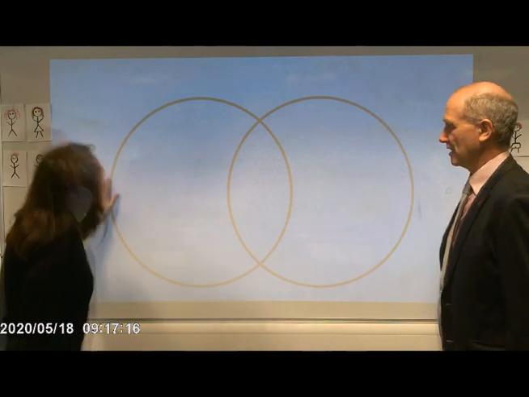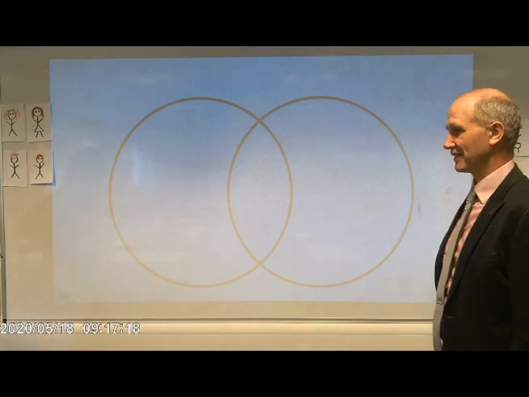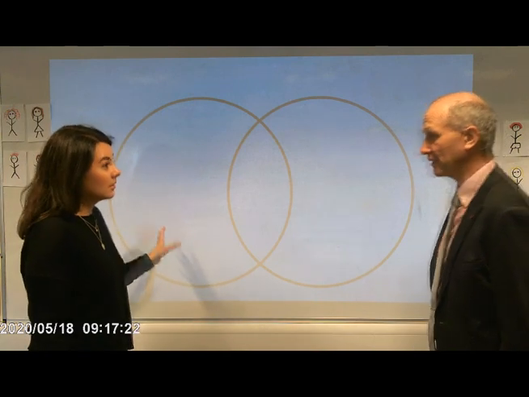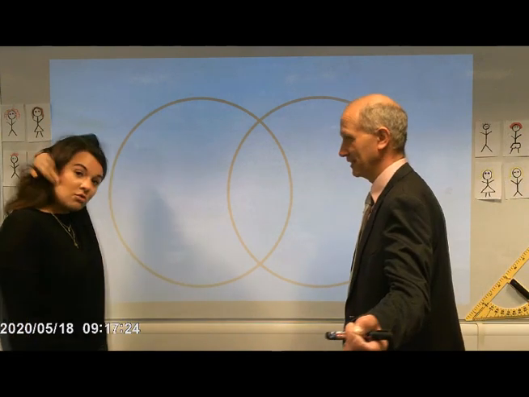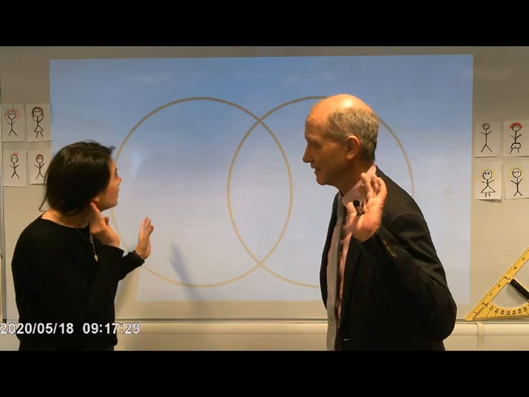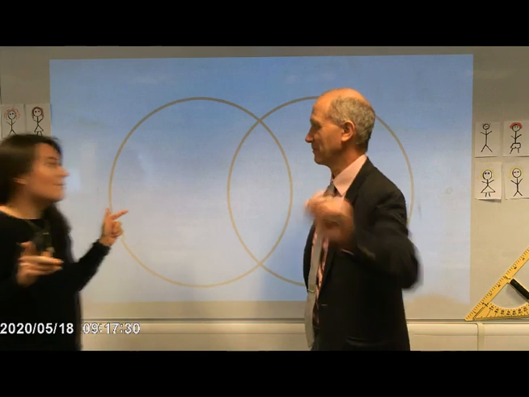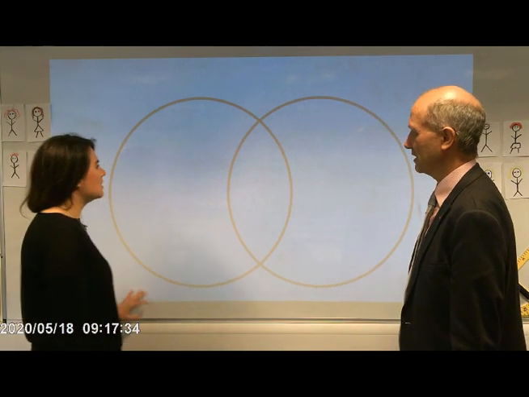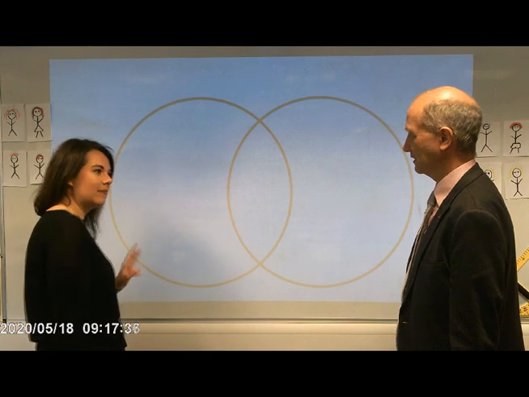Okay, so what is this? Two big circles. When I had Year 5 in last year, they knew. So you might know. If you do know, shout at us and see if we can hear you. Oh yeah, Venn diagrams, I heard it. Okay, this is a Venn diagram. It's all about sorting information.